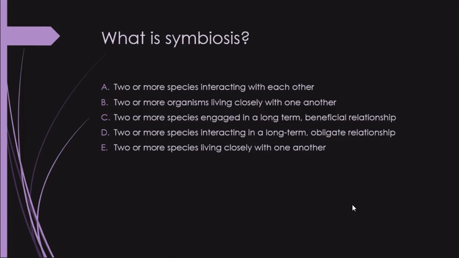Well, it can't be E or A because that means you would be symbiotic with your dog, and you're not. It can't be B because that means you would be symbiotic with your family, and you're not. So what we need is a long-term relationship. Now here's the thing, it doesn't have to be beneficial. As a matter of fact, parasitic relationships are harmful to one of the participants. So what you have is a long-term obligate.